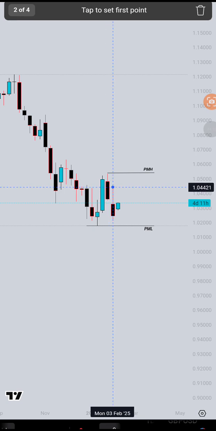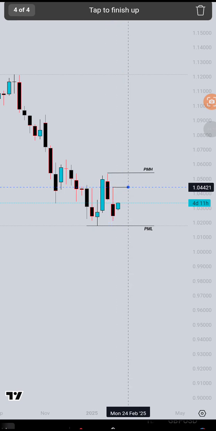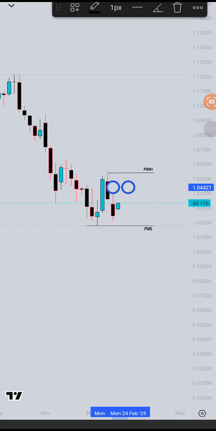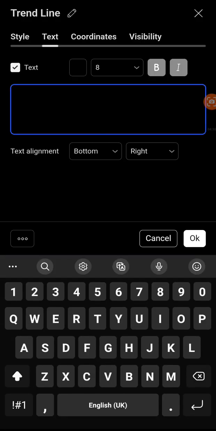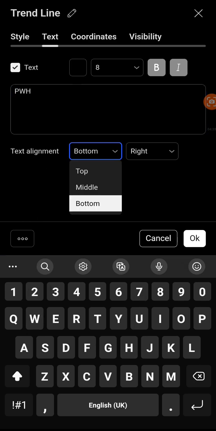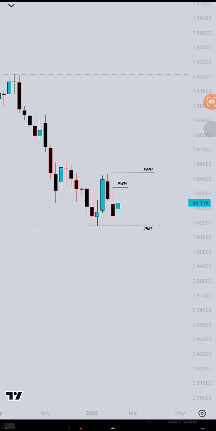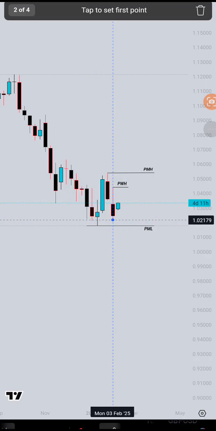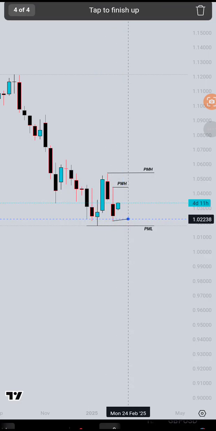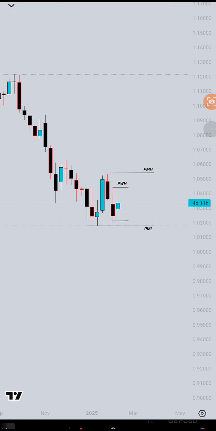Therefore, from the weekly I also do my refinement, where I have the previous week's high labeled. If the market shows bullish prices, that will be the first target before the market even rallies to the previous month's high. Same with the previous week's low, which will be the next target if the market decides to drop lower. So we have the previous week's low there.